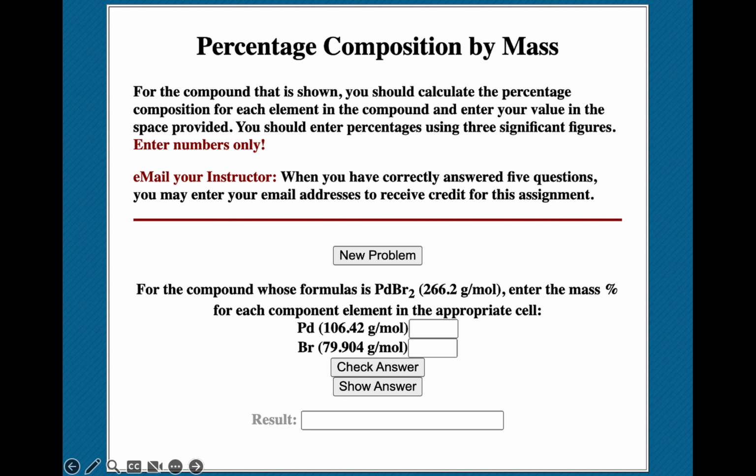To get the mass percent of palladium, there's 1 per mole. Therefore, simply 106 divided by that. For bromine, there are 2 of them. Multiply 79.9 by 2, divide by 266, and we get about 60. Practice the tutorials.